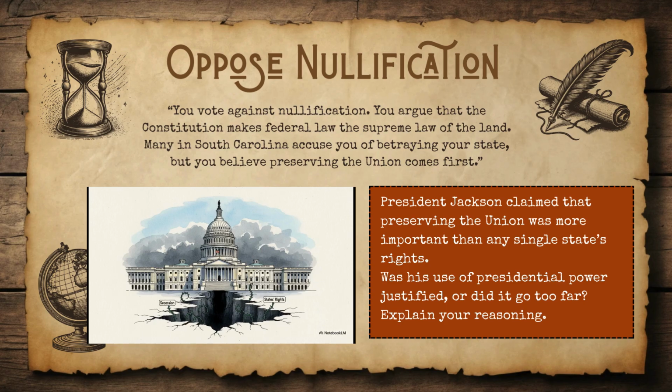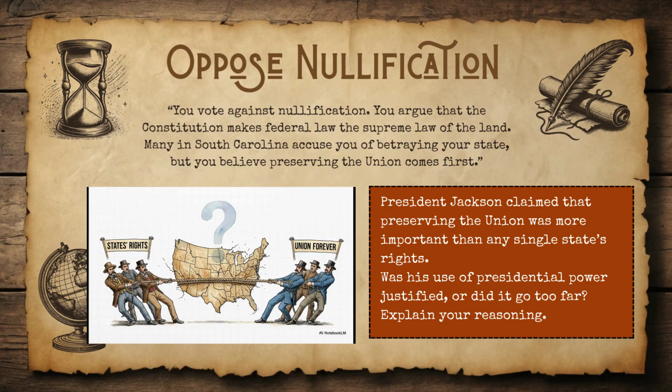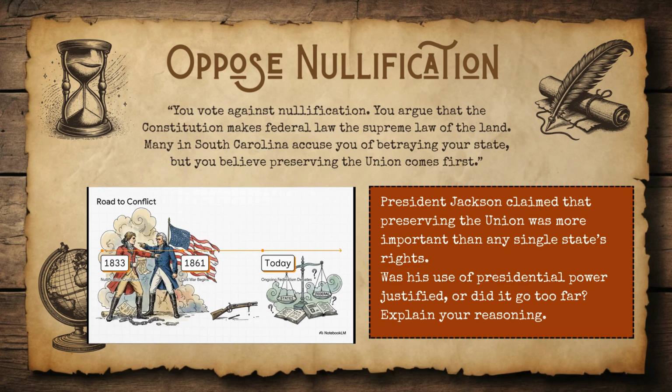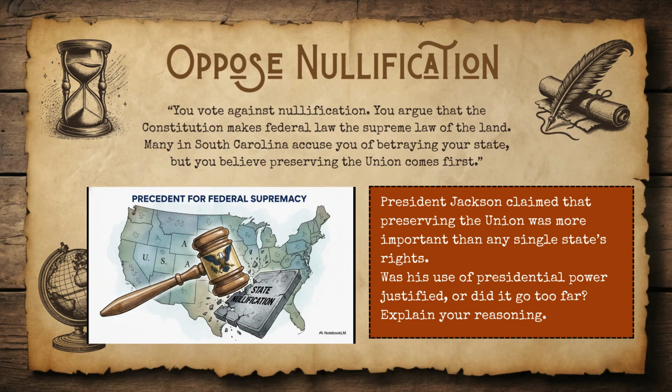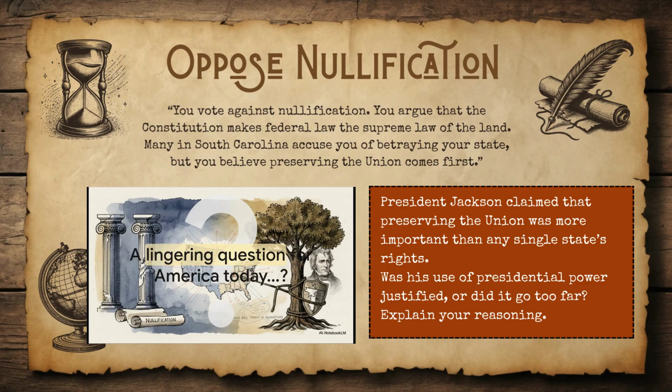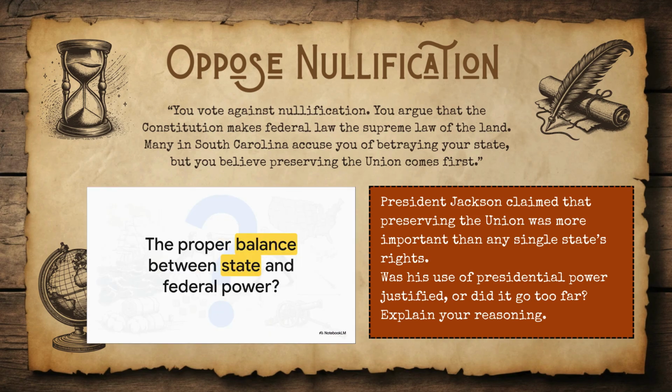But here's the thing. Even though the crisis ended, the real problem didn't just vanish. That core debate about states' rights versus federal power, that wasn't going away anytime soon. And you can see here, this crisis was really just a preview of the Civil War. So, what's the big takeaway? Well, it set the stage for federal power over the states. But it left behind this one giant question that we are still trying to answer today. Just what is the right balance between state and federal power? It's a question that still defines us.